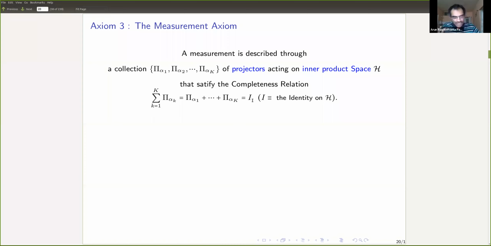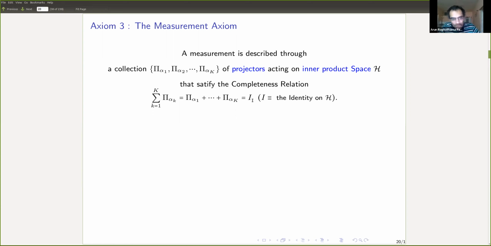Okay. Now you might ask, what is this? I mean, you're giving me some projection operators and you're calling it a measurement. What are all these projections? So I'll explain this to you. So think of a measurement. What is the simplest measurement you can think of? The simplest measurement you can think of is measuring the length of something, right? If you want to measure the length of something, what do you do? You just take a scale, right?